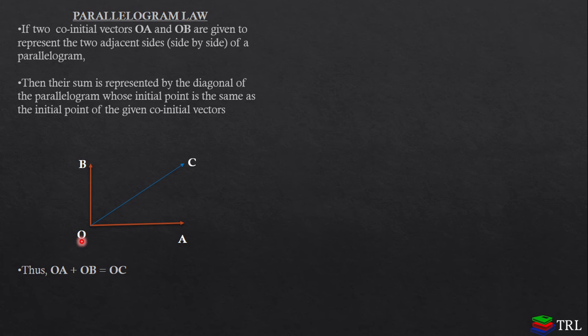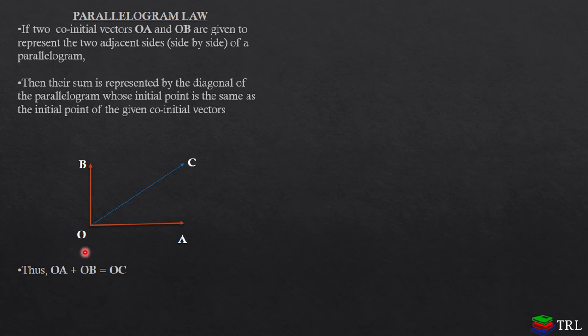It is very important to note that under the parallelogram law of vector addition, OB and OA have the same initial point, whereas in the triangular law of vector addition, vector OA and vector OC do not have the same initial point. That is, the terminal point of vector OA will be the initial point of vector AC.